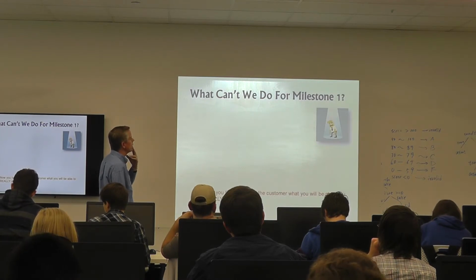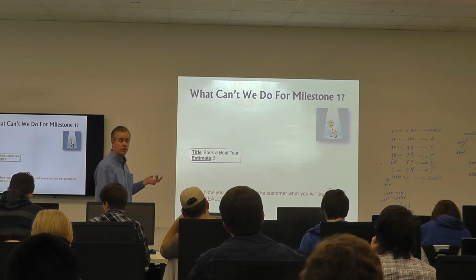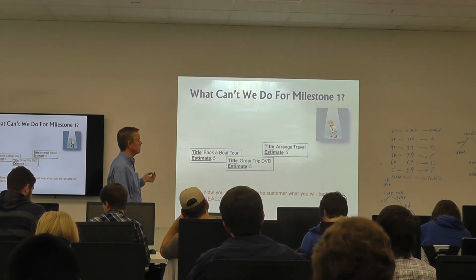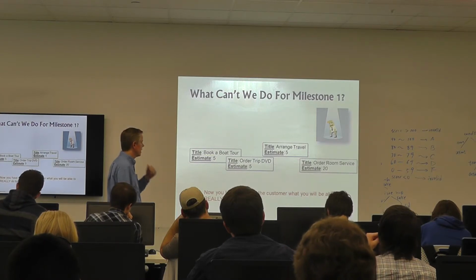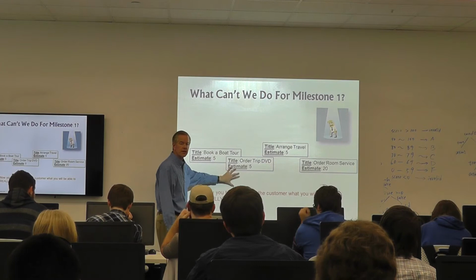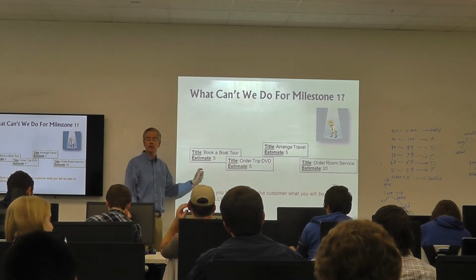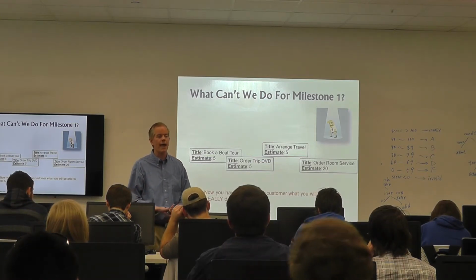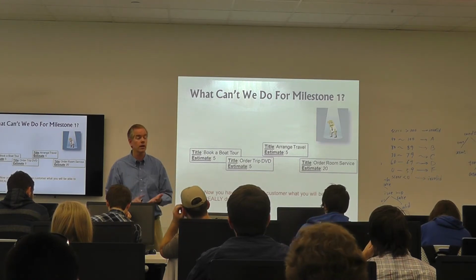So, what are we not going to be able to deliver for our customer? Well, book a boat tour, order the trip DVD, arrange the travel, and order room service. Okay? So this is what we're going to have to tell our customer. Hey, you are not going to get this in our milestone 1.0 product. I feel very comfortable. I am going to be able to give you milestone 1.0. I'm very comfortable telling you it's going to be able to do what?